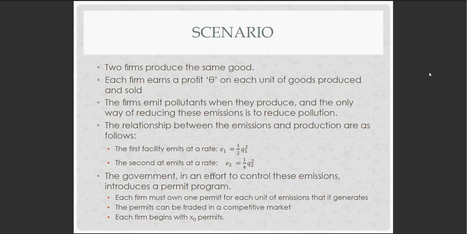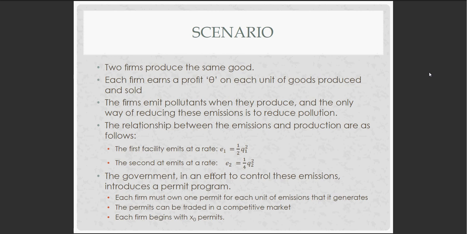In the scenario we will study, two firms produce the same good. Both sell every unit they produce and earn a profit theta on each good. Both firms pollute as a result of production, and we will assume that the only way to reduce pollution is by reducing emissions, as opposed to implementing technological or other abatement strategies.